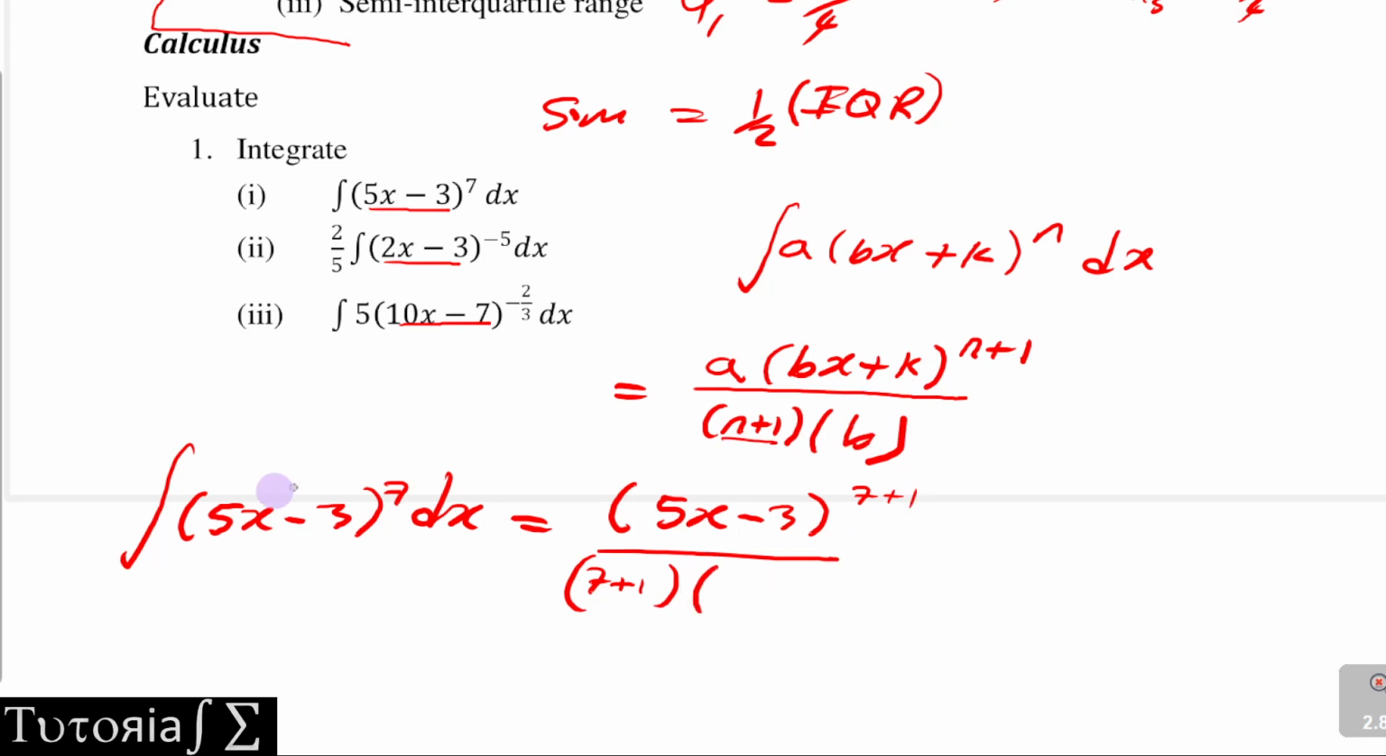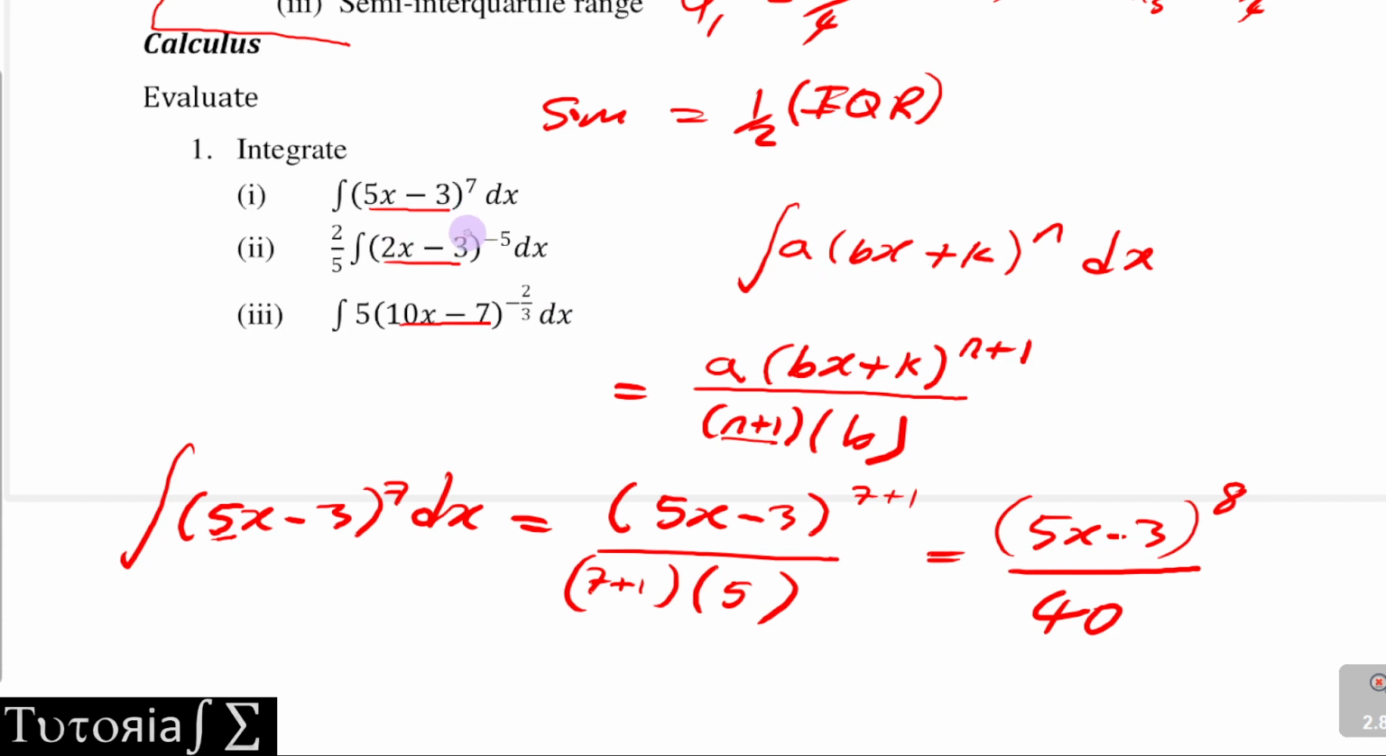Then we write the coefficient of the number that corresponds to x, so that is 5 here. This will simplify to 5x minus 3 to the power 8, all over 8 times 5, which is 40. So that is how you integrate this.